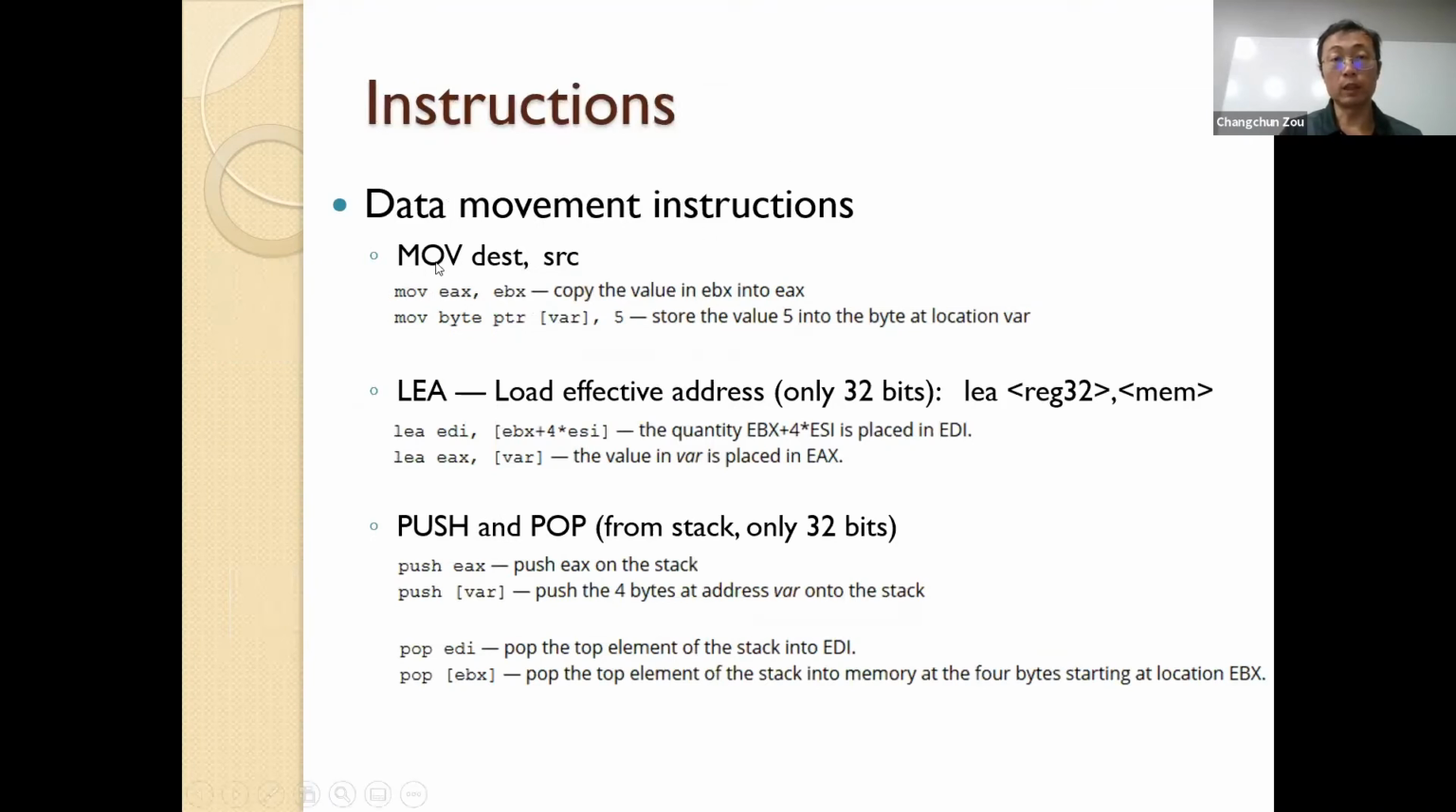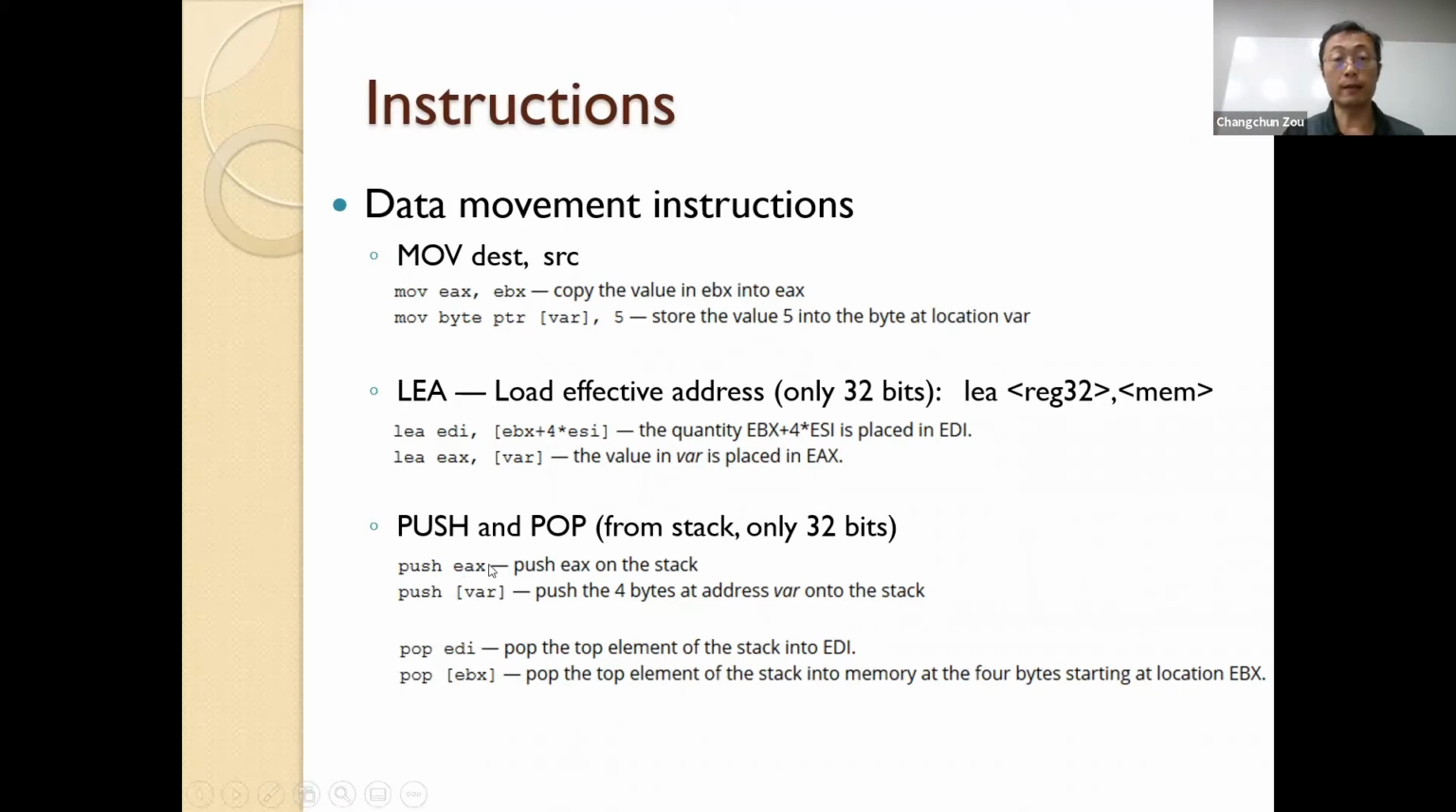So normally move is source and destination, so it's used a little bit awkward. Source is the second, move to the first destination. And LEA is a little bit difficult to explain, so I will not explain that one. Push pop is used for the stack. Every time you use it, it's always 32-bit because this is a 32-bit machine. So every time you push and pop, it's always a 4-byte value.